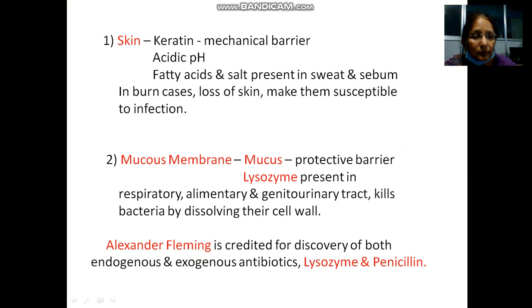Skin: keratin, mechanical barrier, acidic pH, fatty acids and salt present in sweat and sebum. In burn cases, there is loss of skin in a very large area, and that makes the patient very susceptible to any type of infection. Mucous membrane: a mucous protective barrier, and lysozyme, bactericidal, is present in all the secretions and kills bacteria. Lysozyme is an endogenous antibiotic and penicillin is an exogenous antibiotic, and Alexander Fleming is credited for both of them. He discovered lysozyme and he discovered penicillin too.